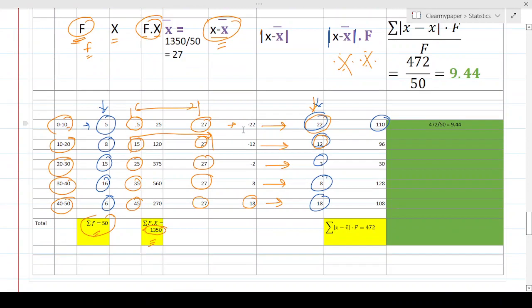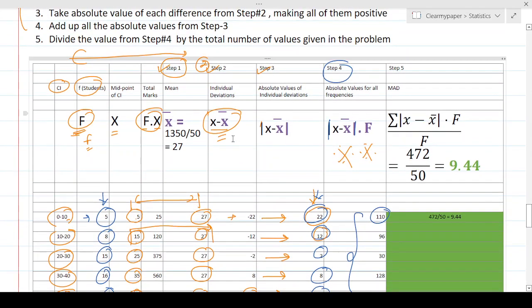Once we get this step 4, step 5 is the easiest piece. Now we have almost completed the exercise. We need to add all of this, because we need to find the overall mean deviation, the average deviation about the mean. So now we have these individual deviations, we add them all up, and the value is 472. Since we want the average, we divide this by the total number of observations, the frequency, which is 50. So we do 472 by 50.